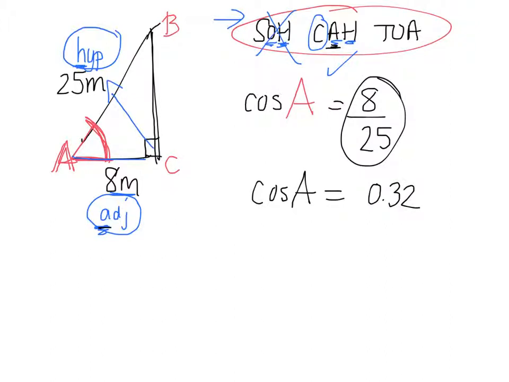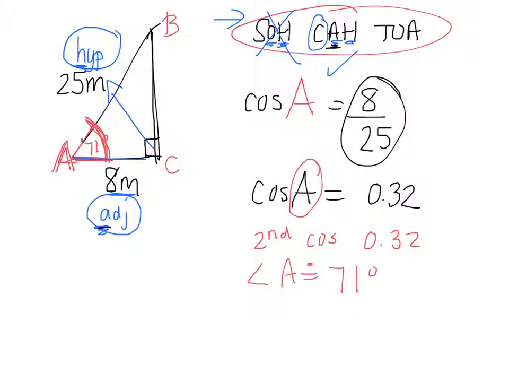0.32, yes. Now to find the angle, anytime you want to find the angle, you do the inverse, okay? If you're finding the ratio, you just use the button, cos, or whatever it is. So second cos 0.32 equals, what is angle A approximately equal to? 71. Good, to the nearest degree, 71 degrees. So now I know this angle is 71 degrees.